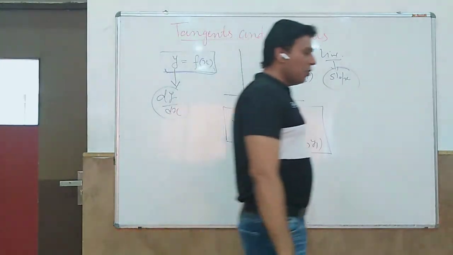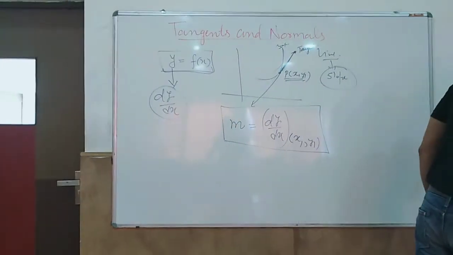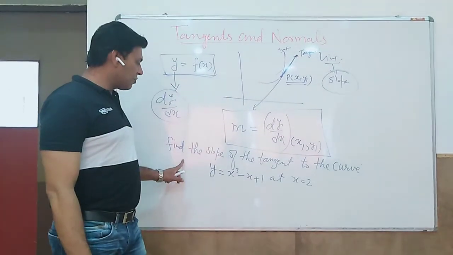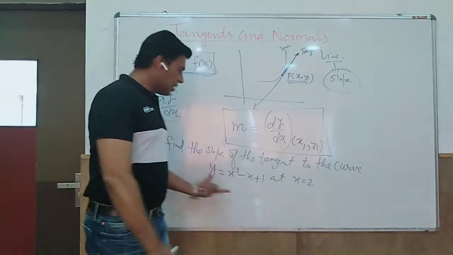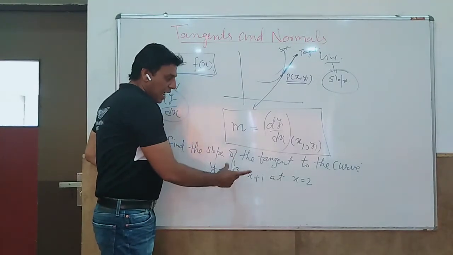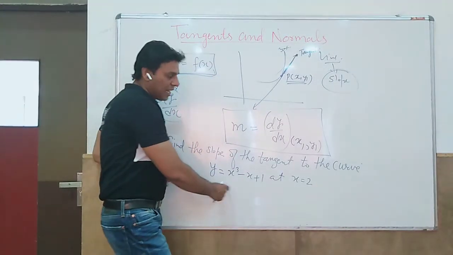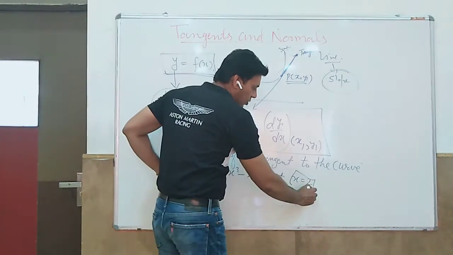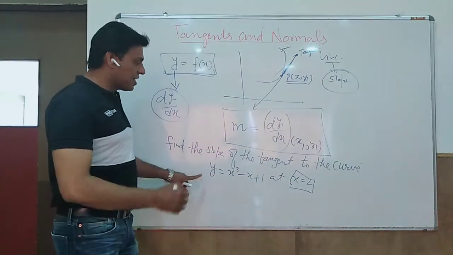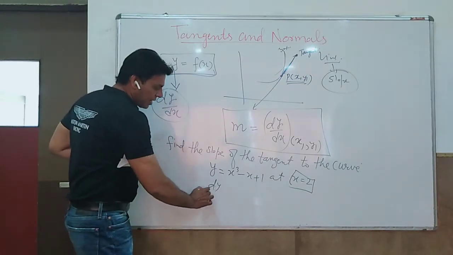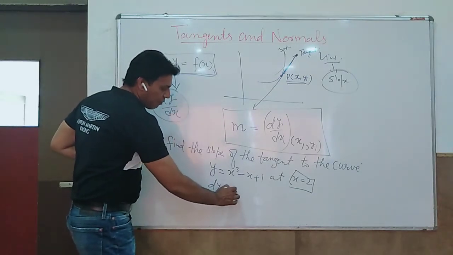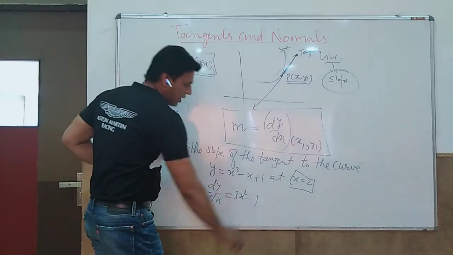So I am giving you a short example. Suppose we have to find the slope of the tangent to this curve at x is equal to 2. So what is the procedure? First of all we will find dy upon dx. So here we have dy upon dx equal to 3x square minus 1.